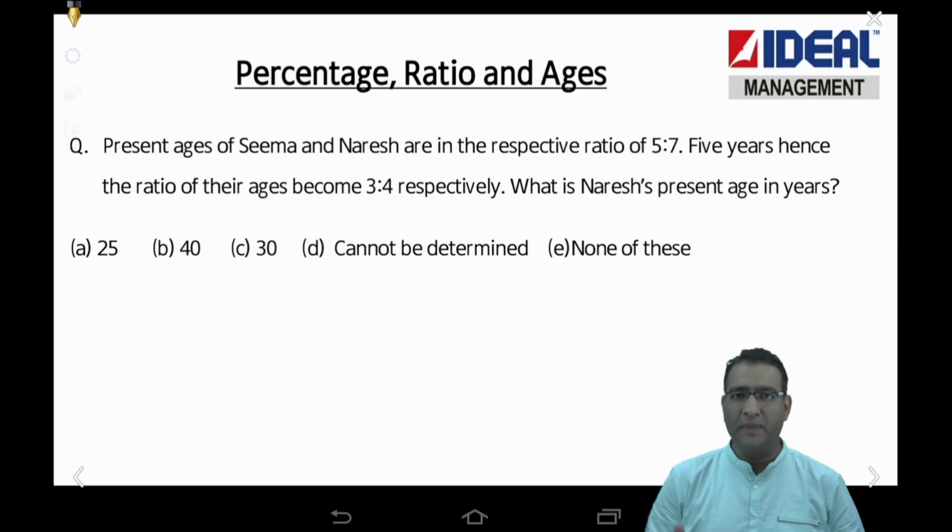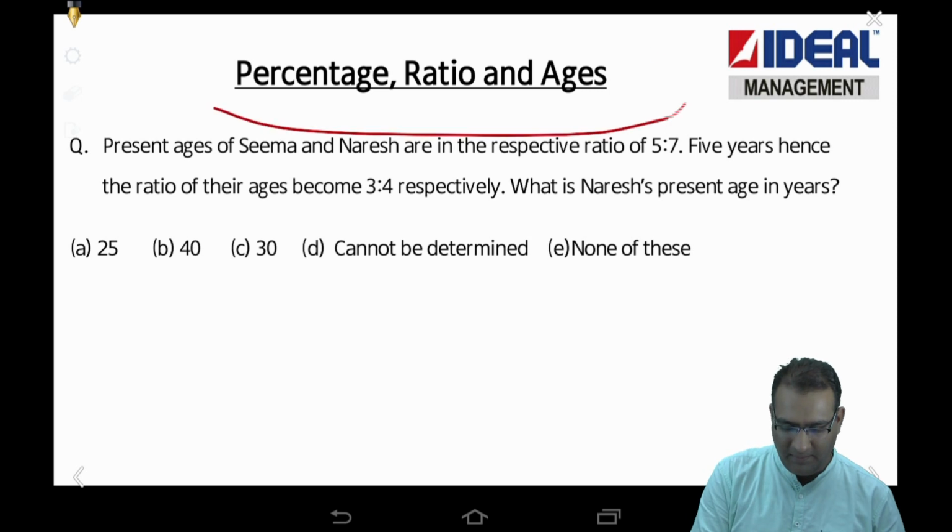Okay, so in this series of shortcut techniques for basically bank PO exams, I've taken the topic of percentages, ratios, and ages. Now there are a lot of questions wherein it's not that it's specifically for percentage. The concept of ratio, percentage, and ages go hand in hand. So we'll discuss these questions now. So the questions are also framed in that manner.